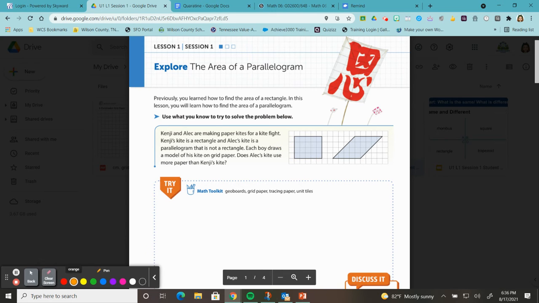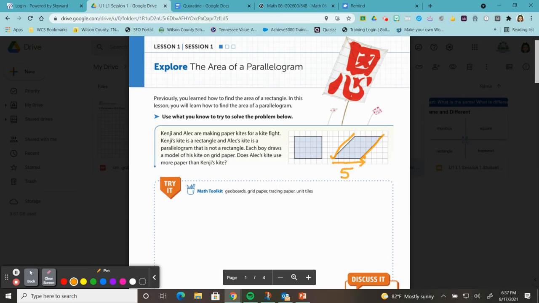Let's take a look at Alec's kite. You may have noticed that there are some places on this parallelogram where half of a box is used. What you need to do is decide, going across, how many whole boxes would be used. We have half of a box on the left and half of a box on the right. So that gives us 1. And then we count the boxes that are left. So we have 1, 2, 3, 4, plus our 2 halves. So we have 4 and 2 halves, which gives us 5.